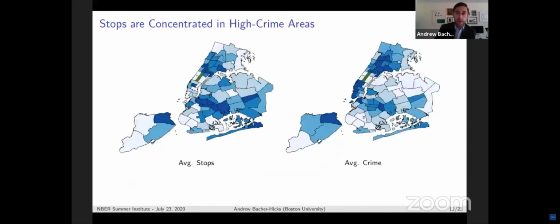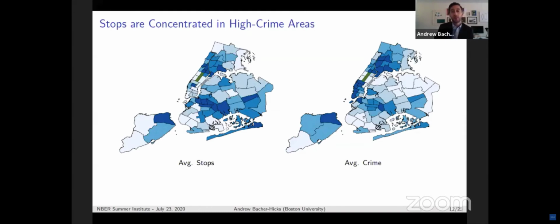All right, really briefly, so this is just the raw map across precincts in New York City of average stop concentrations. The areas that are highlighted in a darker shade indicate more stops. Same thing with crime in the right panel. And so you'll notice that areas where there are a lot of stops, there are also areas typically where there's a lot of crime. These are big areas like Harlem, some areas in Brooklyn, such as Bed-Stuy, East New York is another area.